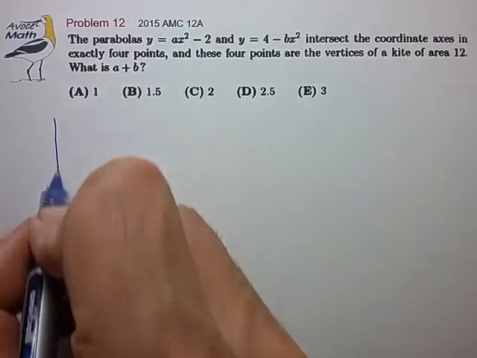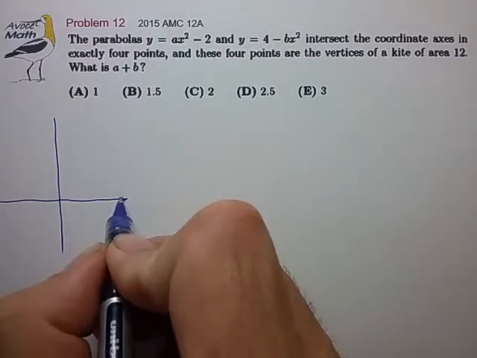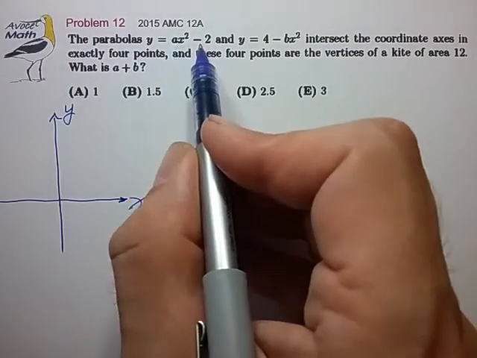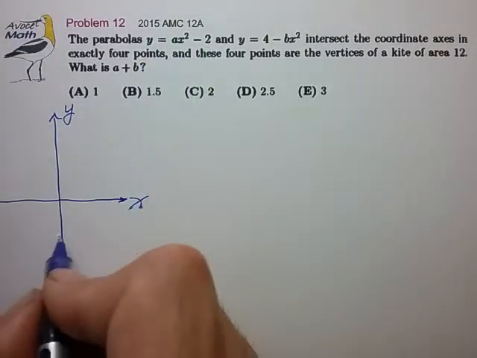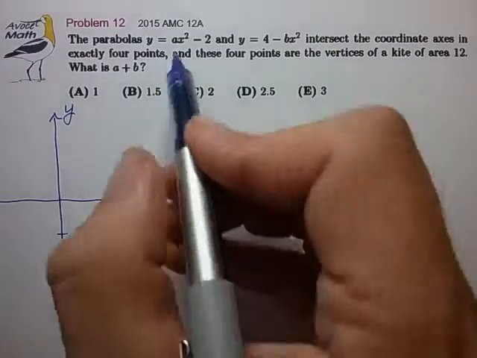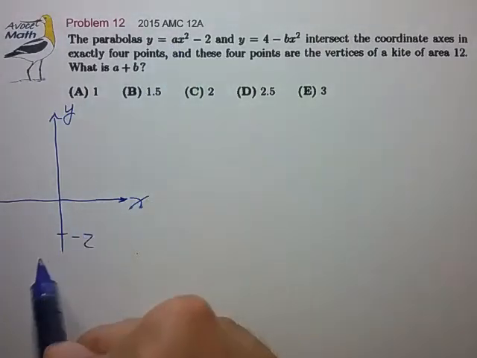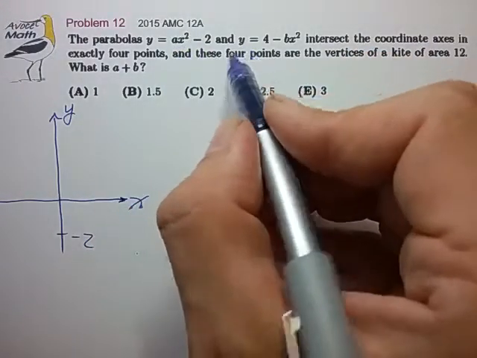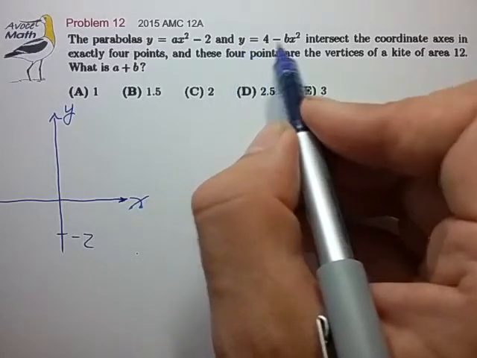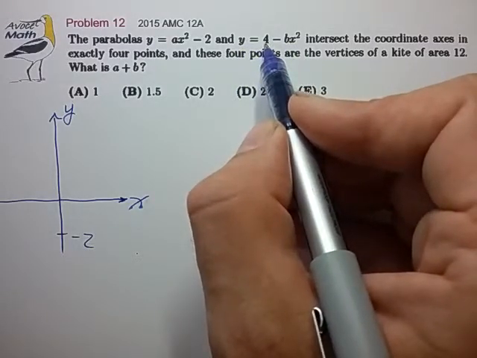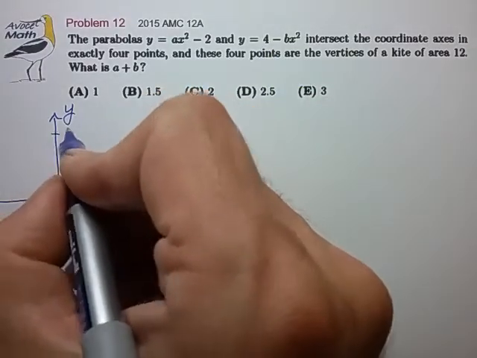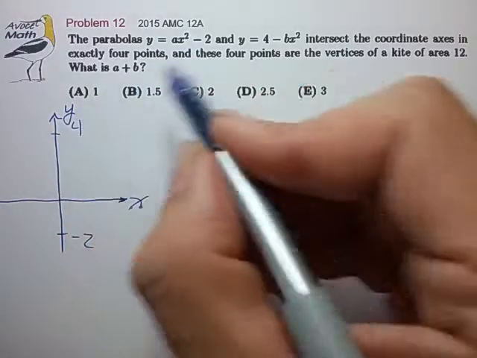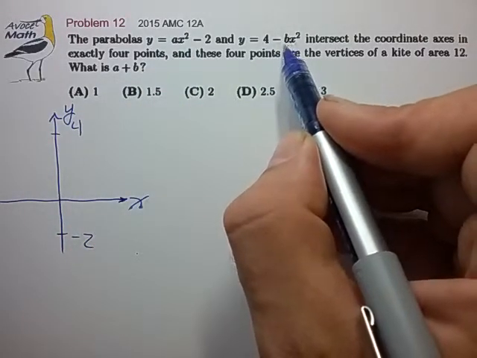So let's draw our xy axes and try to get a feel for these two parabolas. The first parabola intersects the y-axis at minus 2, and it's not clear whether the parabola bends up or bends down. It depends on the sign of the coefficient a, so I'm not sure about that yet. Let's look at the second parabola. It intersects the y-axis at 4, and here again it's not clear whether the parabola bends down or bends up. Again, it depends on the sign of the coefficient b.